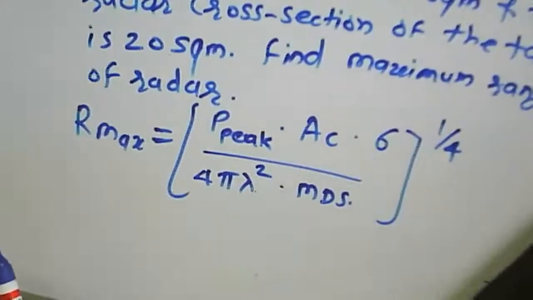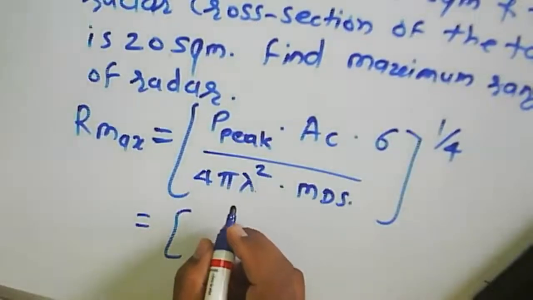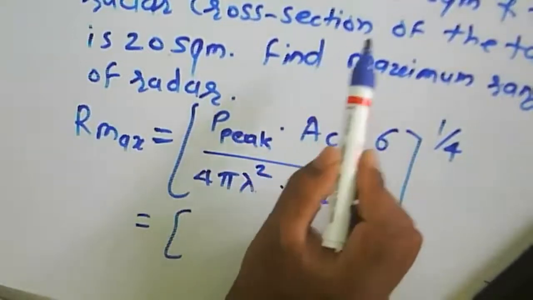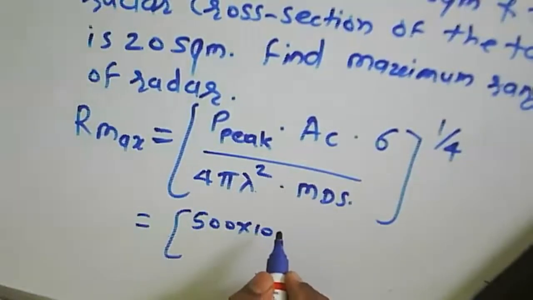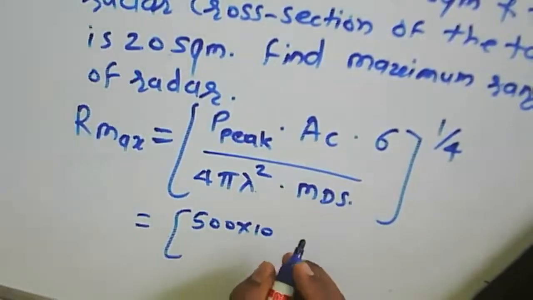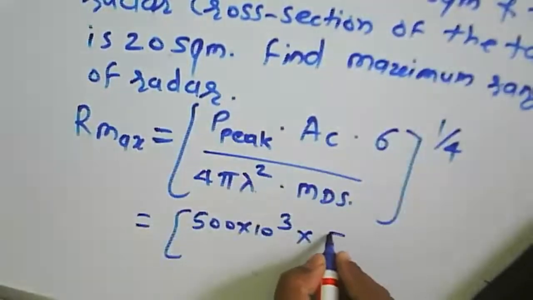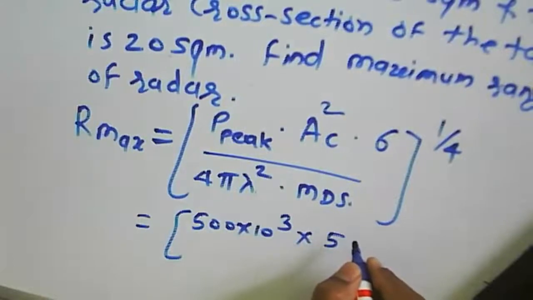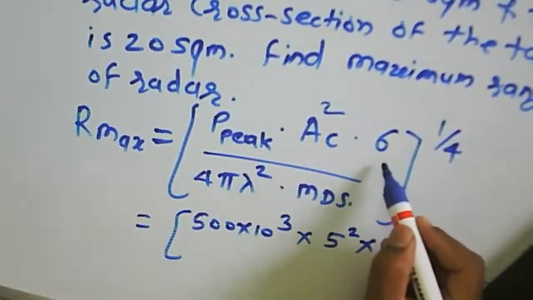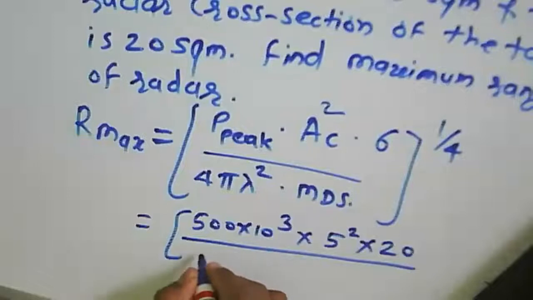So if you put in the peak power, it is nothing but 500 kilowatt, so 500 into 10 to the power 3, into the capture area, which is 5, squared, into the radar cross section of the target, that is 20 square meter, divided by 4 pi lambda.